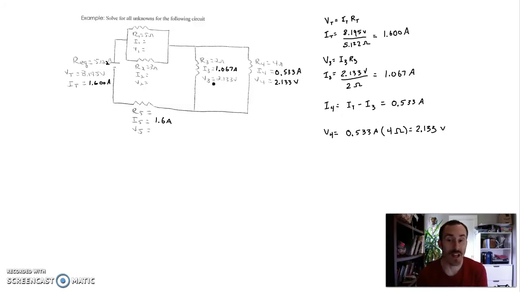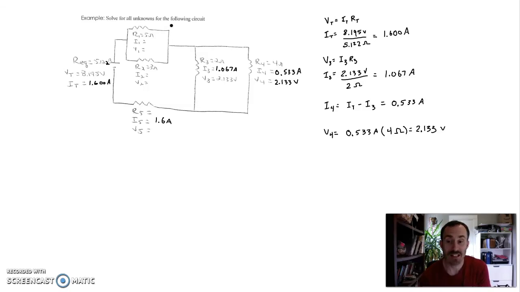We said that in every path the total voltage has to drop for each of them, right? And so in this parallel branch we've got 2.133 volts dropping. Well, in the other one it's got to be the same. Okay, so we know that in parallel branches they have the same voltage drop. So that should have been expected. We could have filled that in before.